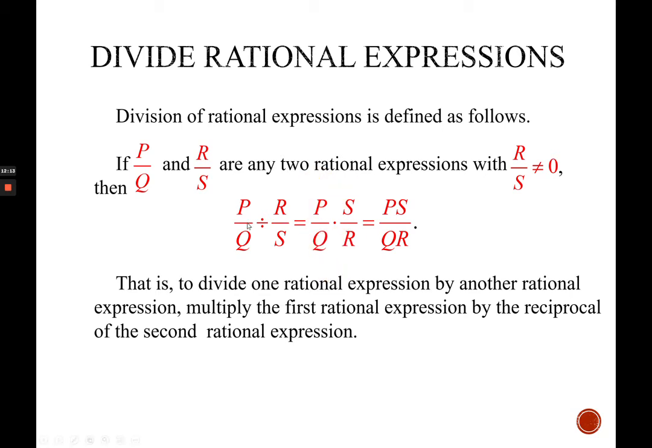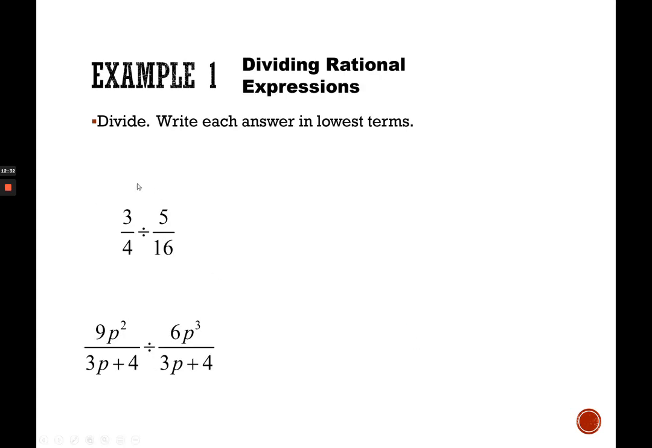Remember, always remember, we flip your divisor, your second number, and then change division into multiplication. That's how you divide rational expressions. That's also how you do simple arithmetic division of fractions. Let's have an example. This is what I'm talking about. The same actually applies to your simple division of fractions.